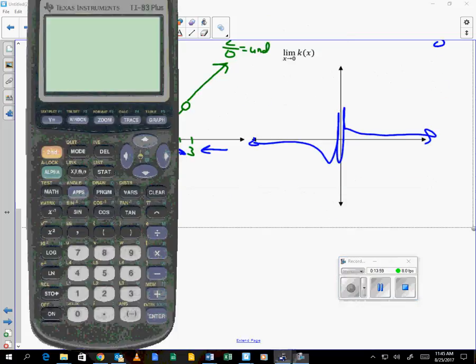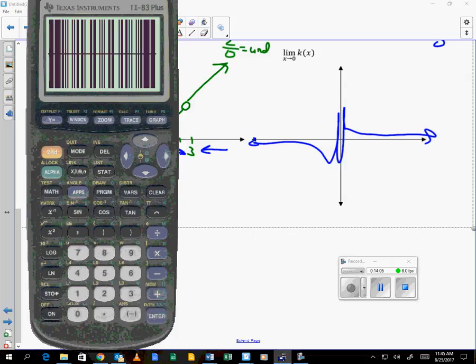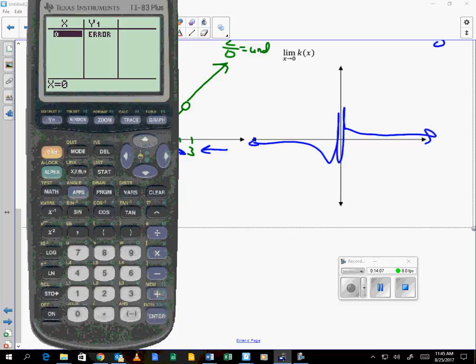Okay, here we go. Here's my graph. We already talked about the barcode function. If I go to the second table, I'm going to approach 0. Let's approach 0 from the right. What values can I plug in? 0.1.